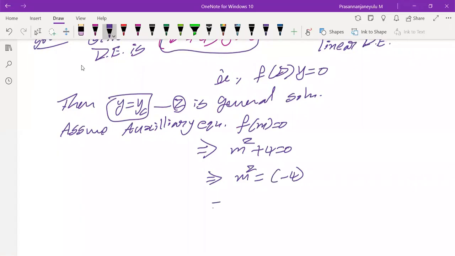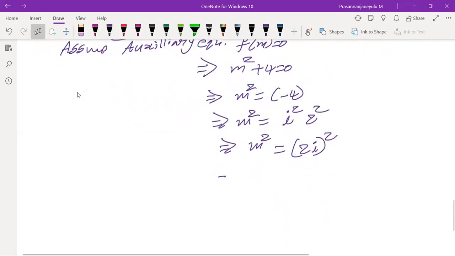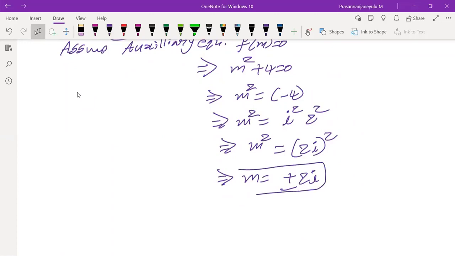Be careful, students. Then how can we write minus 4 in the form i square and 2 square? So m square equals (2i) whole square. Then m is either plus 2i or minus 2i. So don't assume that the square and square get cancelled. So m equals 2i only, so I mention here plus or minus inside the brackets.